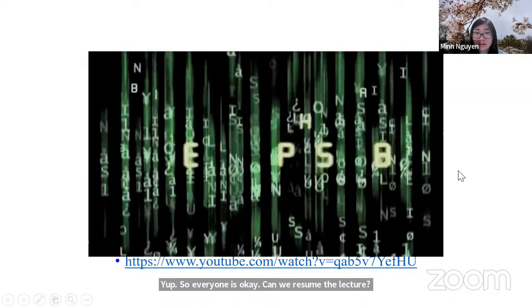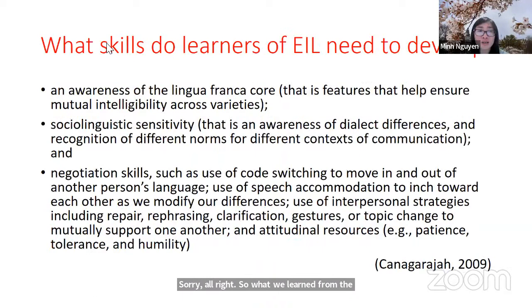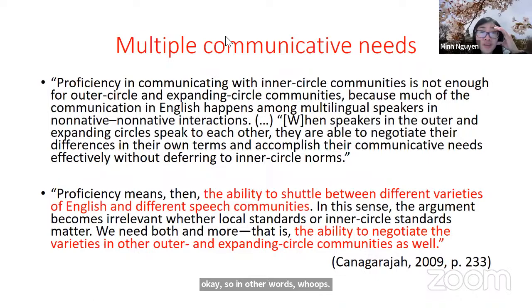All right, so what we learned from the lecture so far, and from Professor Jack Richards' mini lecture, is that we need to teach not only one variety, but different variations in the way that English is used. In other words, proficiency in communicating with inner circle communities is not enough for outer circle and expanding circle communities.